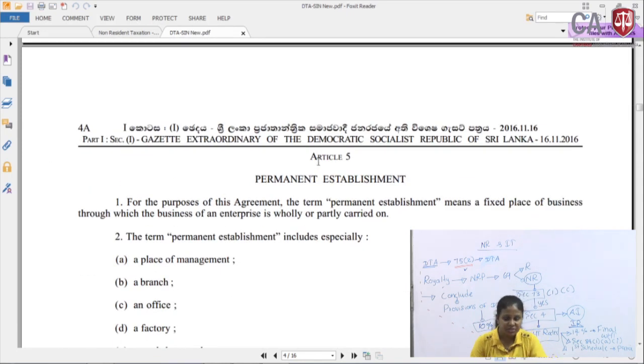If you are referring to the double taxation treaty with me, please highlight, please mark this as these are very, very important articles. Not that other 1-4 articles are not important. Yes, all of these are important, but from your examination perspective, Article 5, which is talking about the permanent establishment, is really important. Okay.